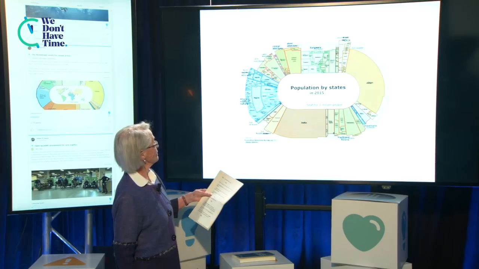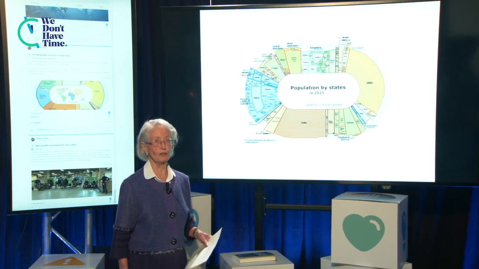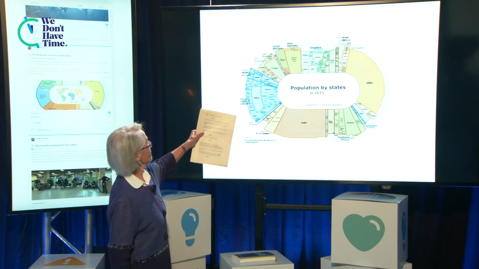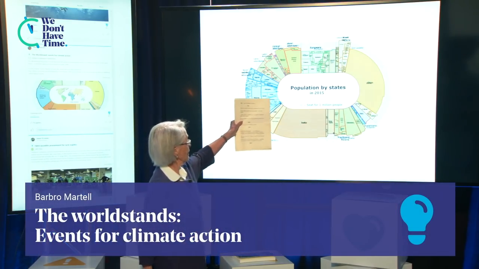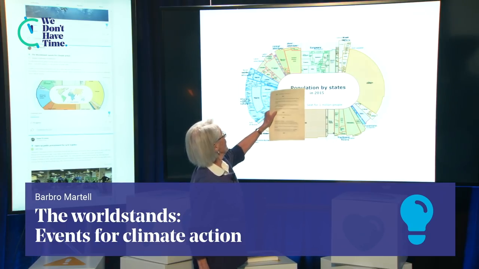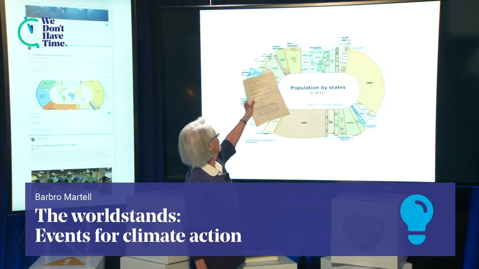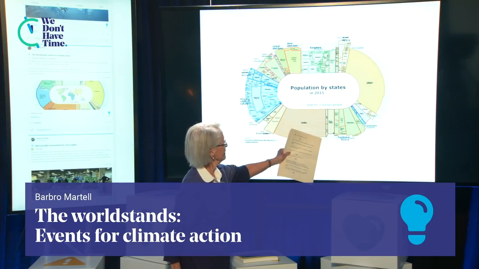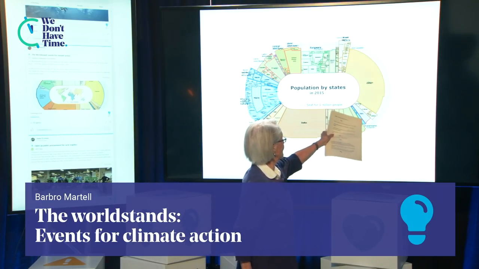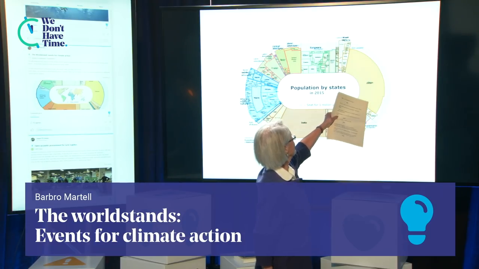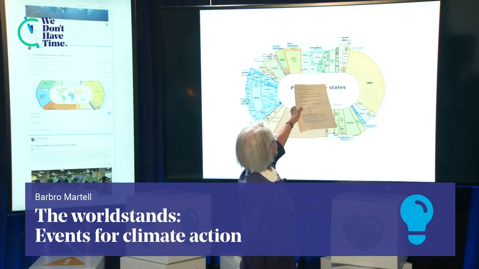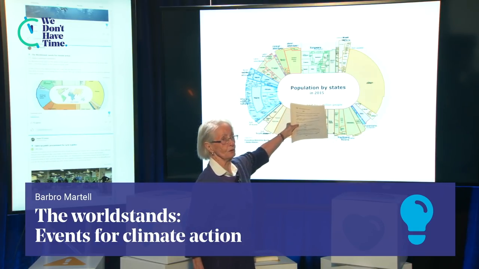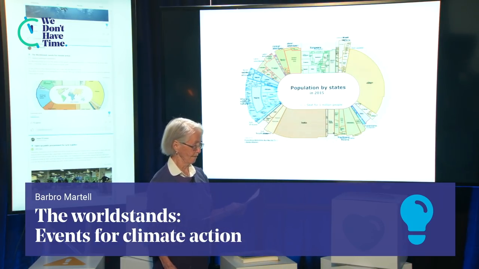Here is a stand for the whole world's population. And here it is by states. You can see us Swedes up there. This is Americans, Africans, Indians, Japanese, Chinese, and you see Europe there. It was in the year 2015.